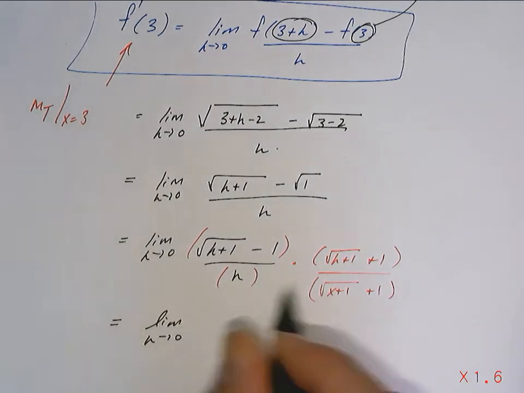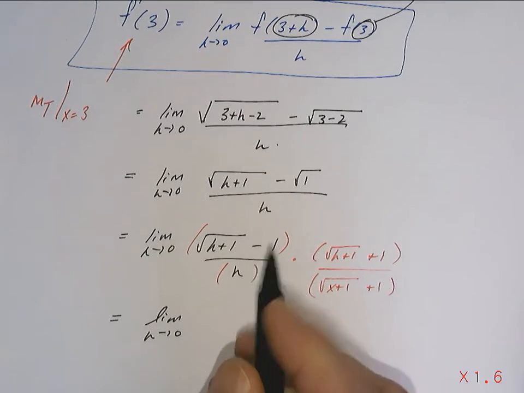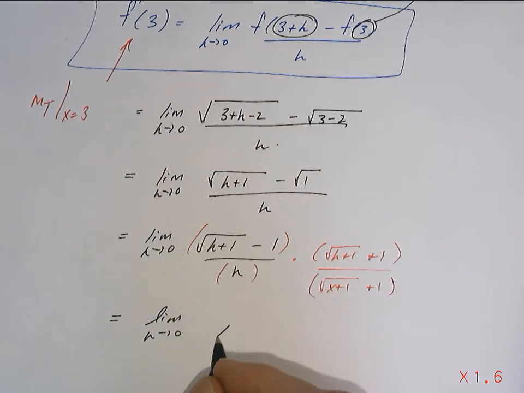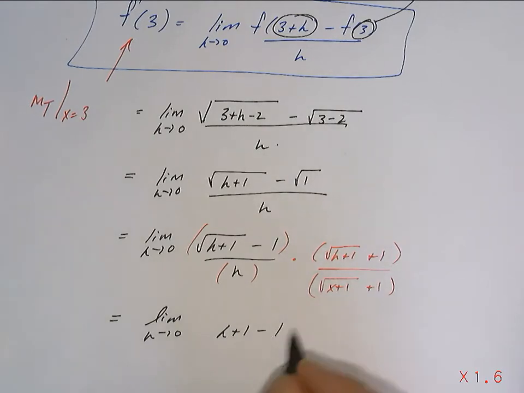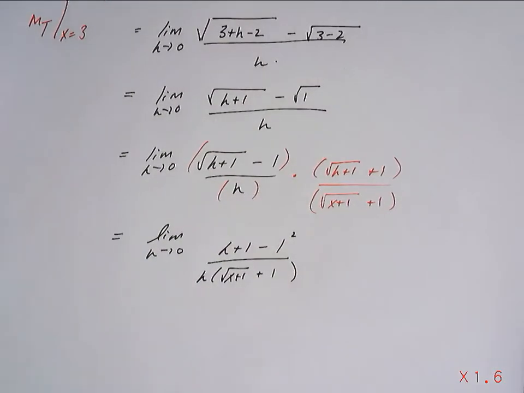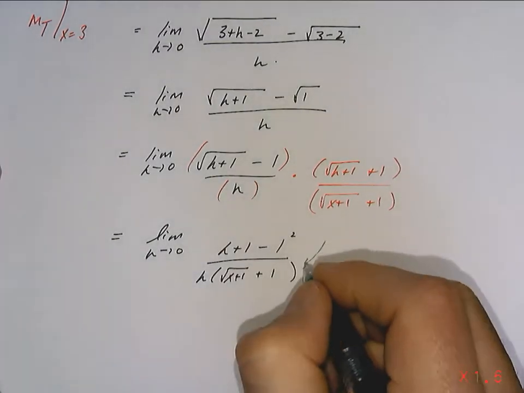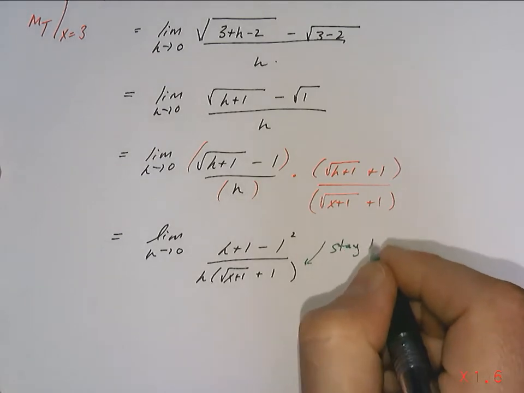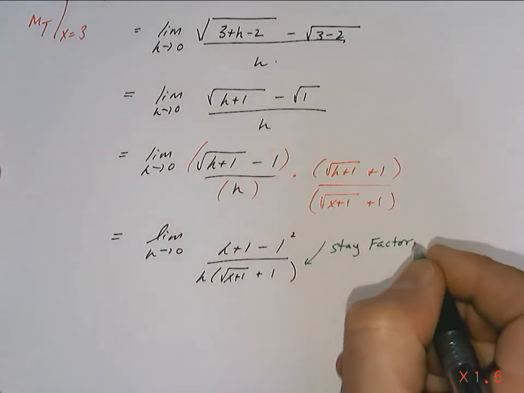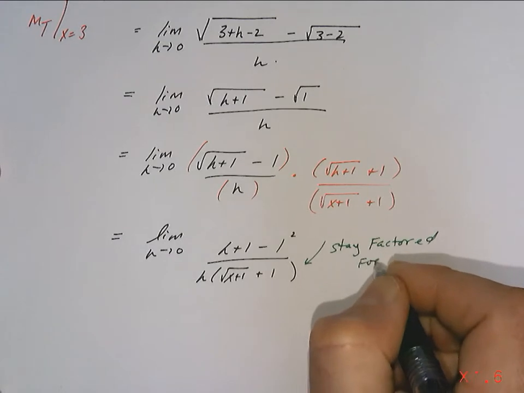But being smart, this is a difference of squares. So it's going to be the first term squared, so it's going to be h plus 1, subtract 1 squared, which is 1. Over top of, and do not expand the bottom. That would be absolutely ludicrous. Expanding the bottom is not a good thing. We want to be able to reduce out a 0 term. We want the bottom to stay factored for reducing purposes.